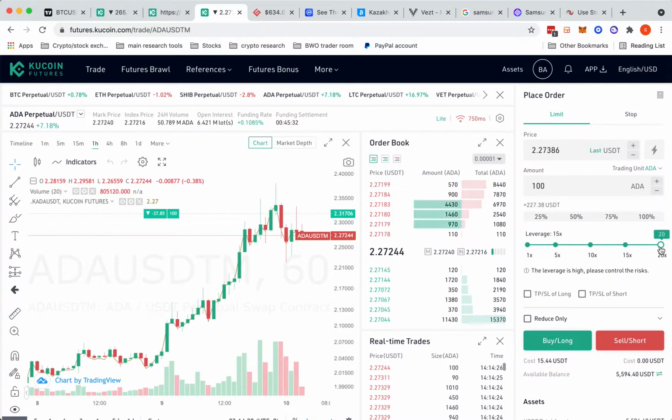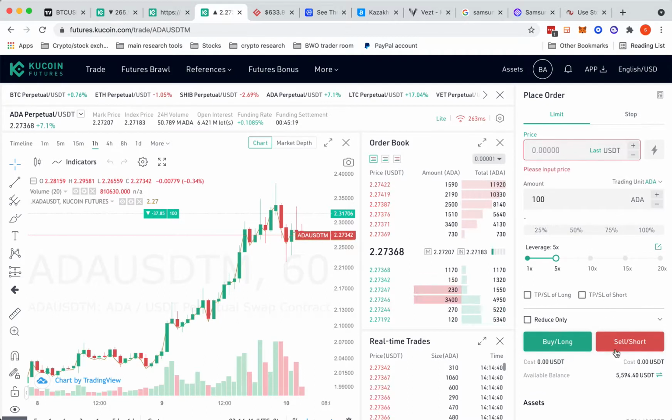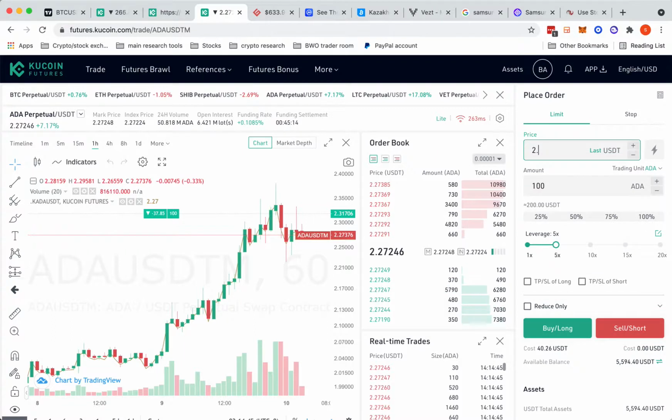I can go all the way up to 20x. So then it'll calculate you at 45.77. Notice that the cost is underneath the buy long. If this was a short, we would click short, sell, and then you would click short sell if you were going short. So if you're going long, you would click buy long, short, sell short.